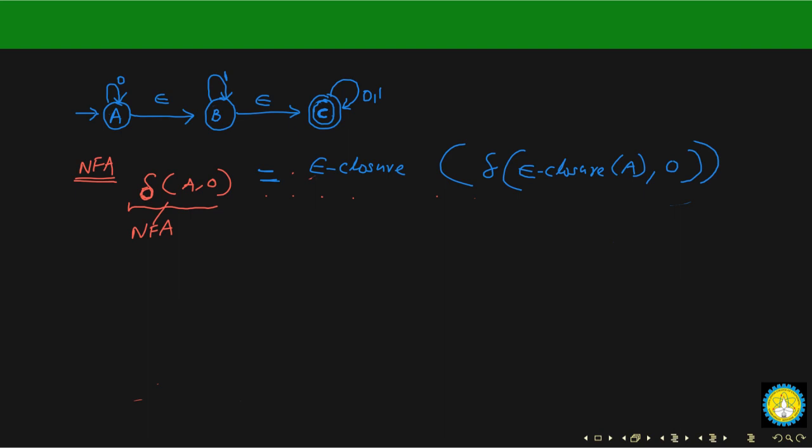Now let us unfold this equation. First, I will use a different color so that it becomes more visible. I will find the epsilon closure of A. From the diagram itself, we can identify that the epsilon closure of A contains all the states that you can reach from A just by making use of epsilon moves. From A we can utilize an epsilon to reach B, and again there is an epsilon which allows you to reach C. So the epsilon closure of A will contain A, B, and C. Let's represent it as a set.